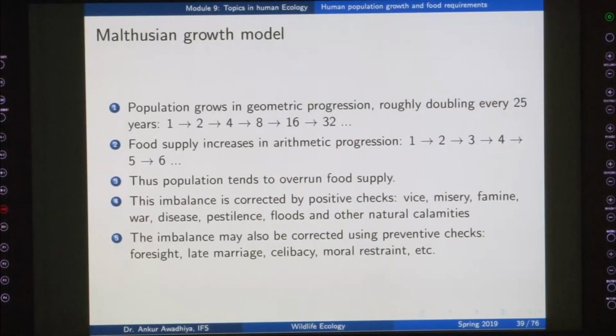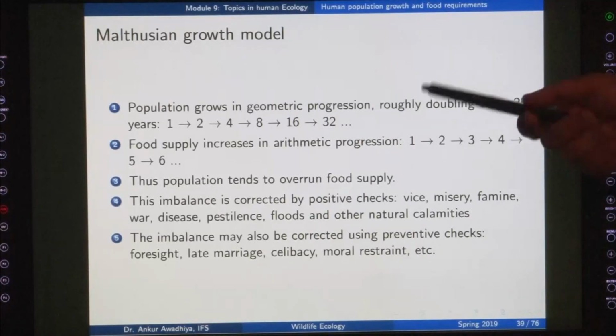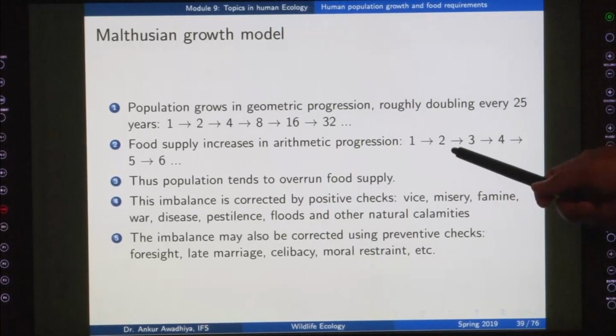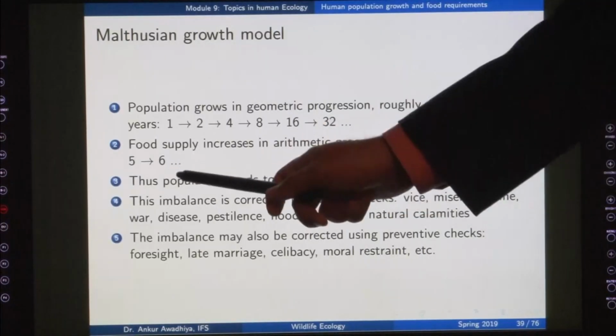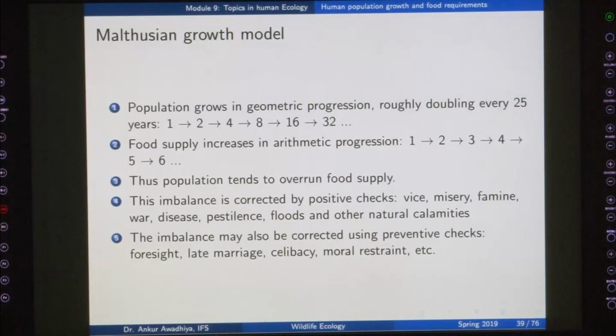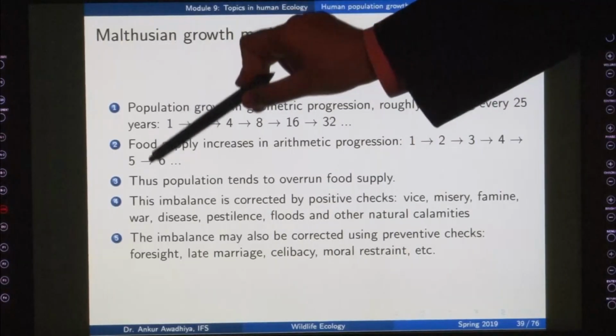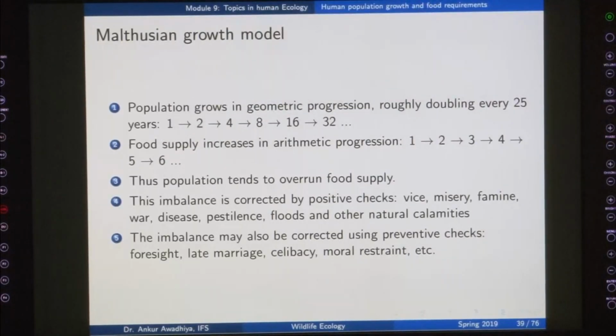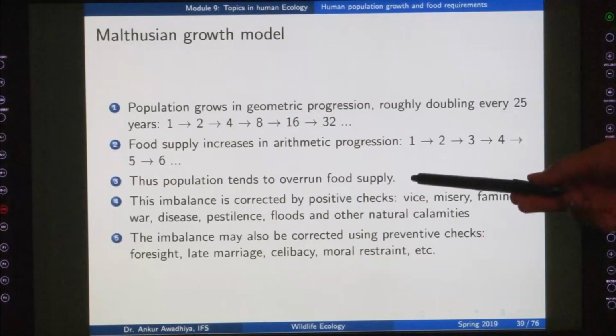However, if we look at the food supplies, they do not increase in geometric progression, but they increase in arithmetic progression. So, in 125 years, it will move from 1 to 2, 2 to 3, 3 to 4, 5 and 6. So, suppose in the beginning we had 1 million people and say 1 million kg of cereals. At the end of 125 years, we will have 32 million people and only 6 million kg of cereal. So, essentially it says that the population tends to overrun food supply.